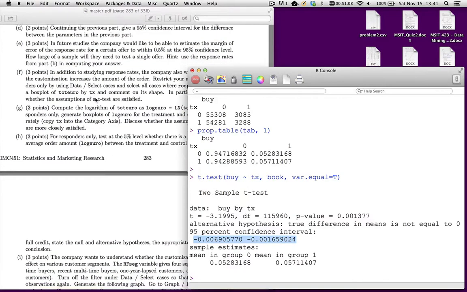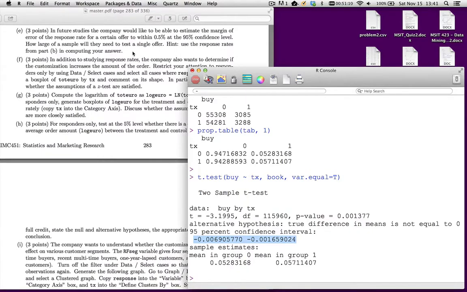Let's read on. In the future, the company would like to be able to estimate the margin of error of the response rate for a certain offer within 0.5% at the 95% level. How large of a sample should be used? Well, remember the formula, z squared sigma squared over e squared.